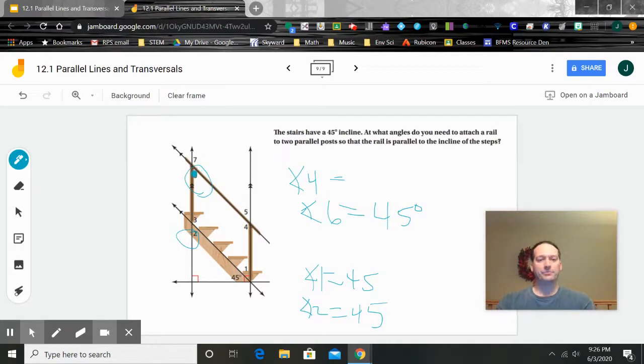Well, looking at this, you notice they extended these lines up. So 6 is alternate interior with 5, so that means 5 has to be 45. Oops, 5 equals 45. Well, 45 plus what gives you 180? That would be 135 degrees. So 4 would be 135. So if you make this angle 45 and this angle 135, you will have parallel lines.